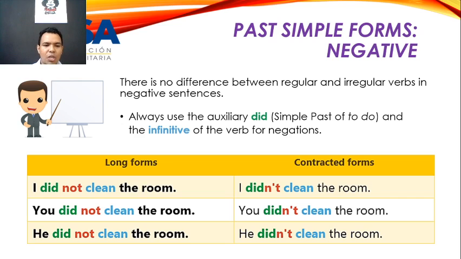and it's the same auxiliary, the same structure for every subject. I, you, he, she, they use the same. Now, we can also use a contracted form, that is the auxiliary did and not. So: I didn't clean the room, or you didn't clean the room. And we can use this with regular and irregular verbs, as I mentioned before. So it's not necessary to remember irregular verbs here, because regular and irregular verbs behave the same, and you can write them in the same way for negative sentences.